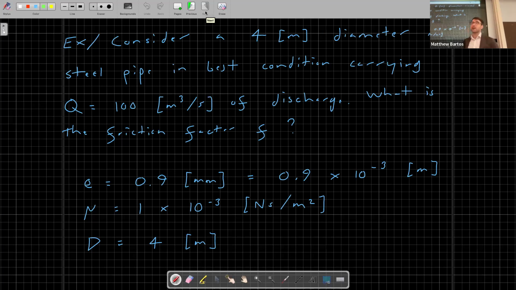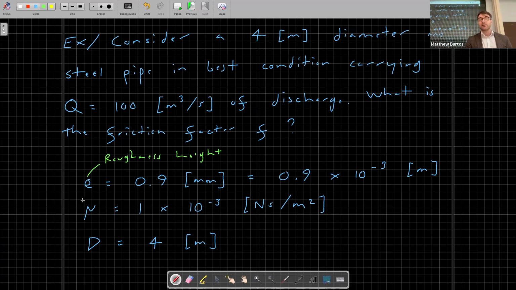So let's just quickly recap. We have a 4-meter diameter riveted steel pipe in best condition carrying 100 cubic meters per second of discharge, and our job was to find the friction factor F. So we needed some information about the system to solve this problem. We found that the roughness height, E, we looked this value up in our table. Can be found under Canvas pages reference. And we found the roughness height was about 0.9 millimeters for riveted steel in best condition. Corresponds to about 0.9 times 10 to the negative third meters.